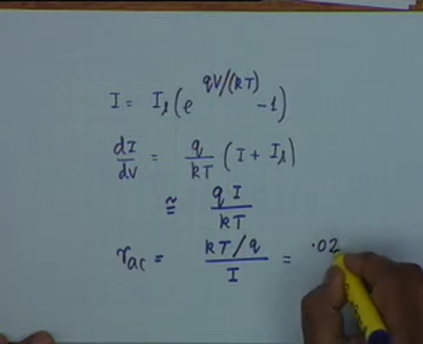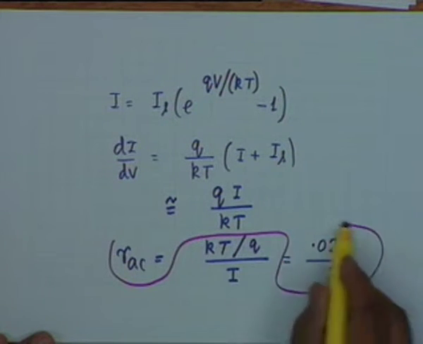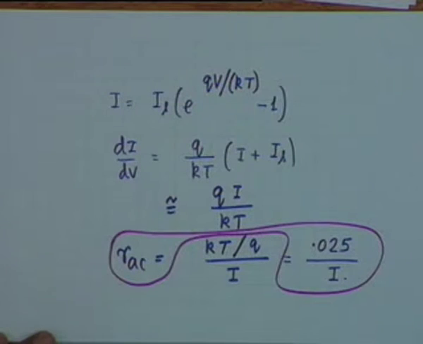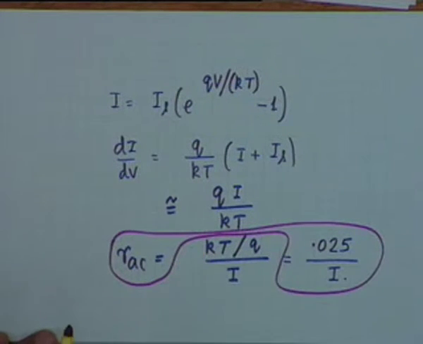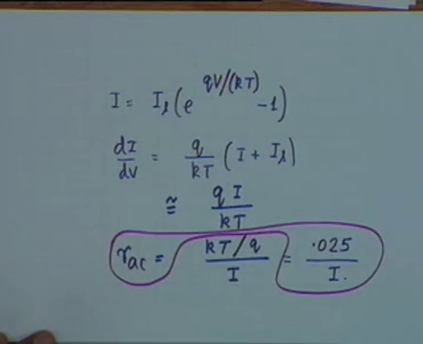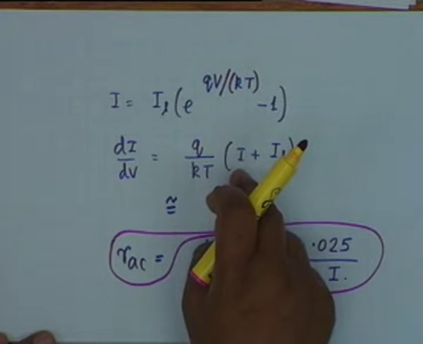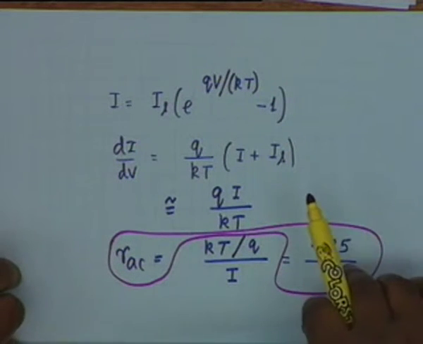So this will be 0.025 divided by capital I, and this is an important relationship which you shall be utilizing in transistors also. That is, for a junction diode, for a PN junction, the dynamic resistance or the AC resistance is simply given by 0.025 divided by the DC current in the diode. All right. It is related to DC because we have found out that the slope of the current voltage characteristic depends on the DC current. All right. This relation we shall be utilizing in the case of a transistor also.